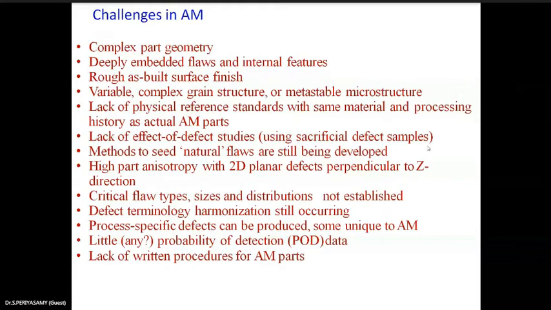Then the processing history is somewhat different. Then there is the lack of effective defect studies. Even with additive manufacturing, we are getting parts and using them, but most people are not doing inspection or testing of the part. Studies on the effect of defects are very few. If you search the literature survey, you can find only a few papers about this.